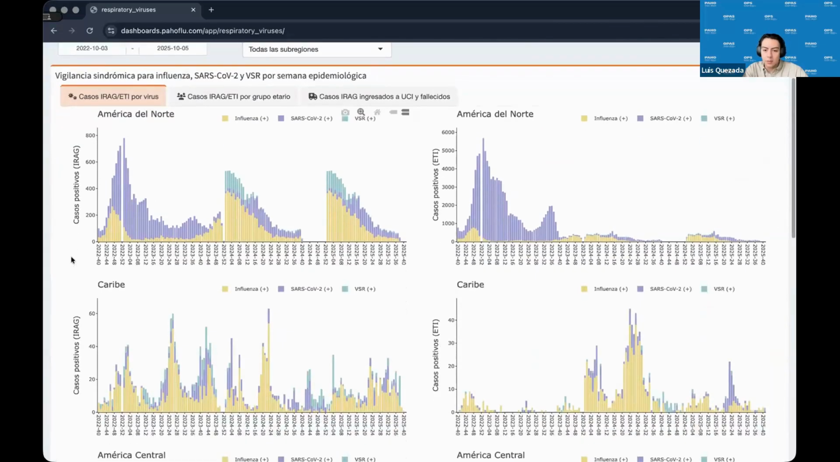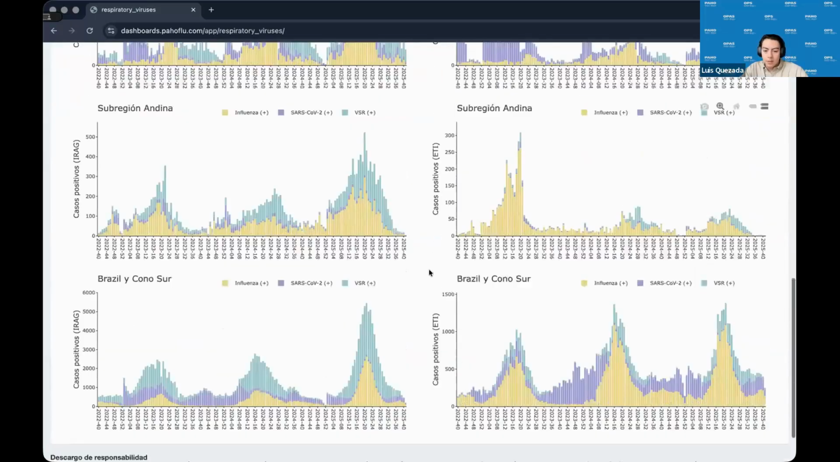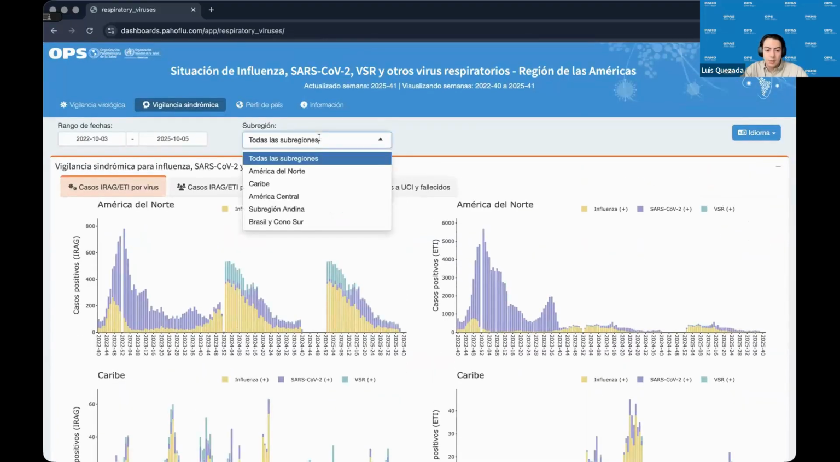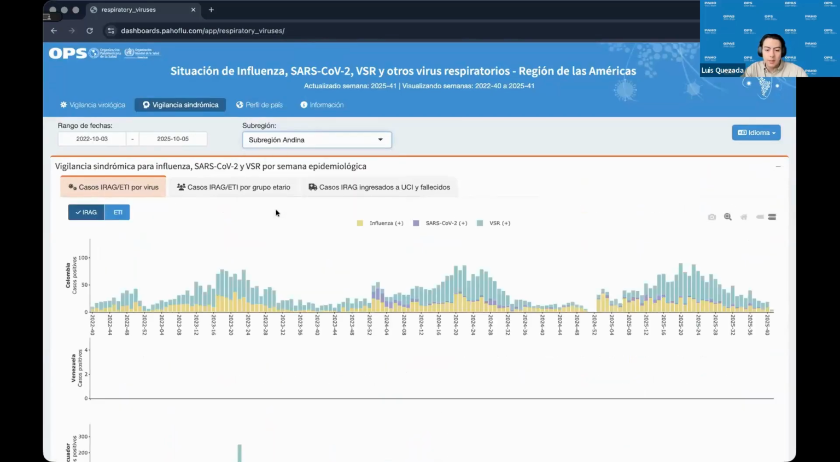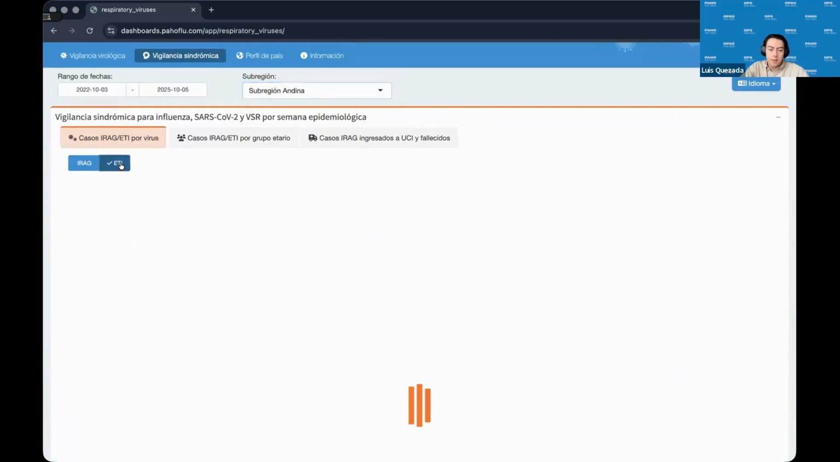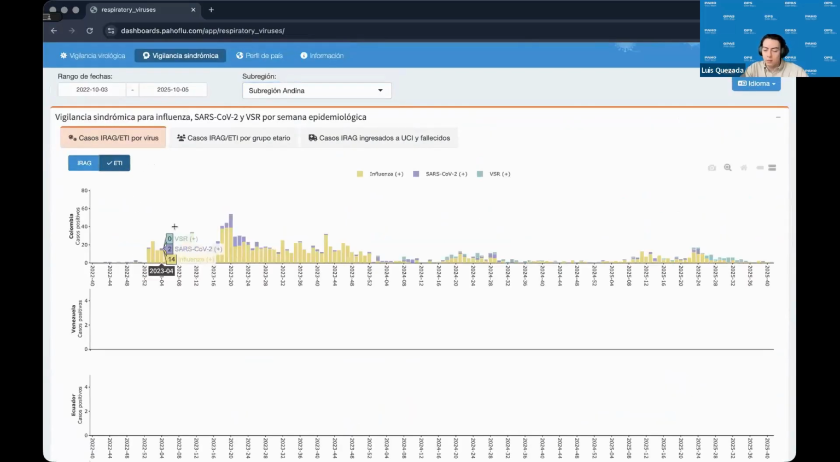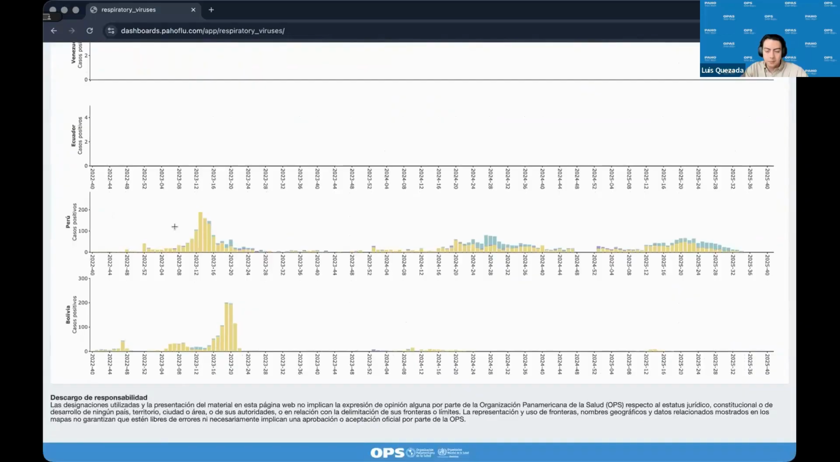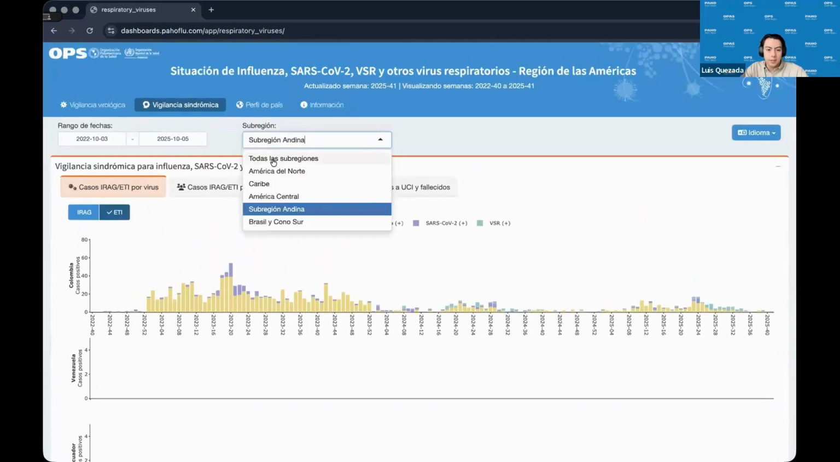In the first box, we see the reported cases by virus that includes influenza, SARS-CoV-2, and RSV, by subregion and by week. And on the right-hand side, acute respiratory infection and influenza type of viruses. This is grouped by subregion, but if we choose a specific subregion, like for instance the Andes, we can look into it by country and use this filter to choose any data as we may require.